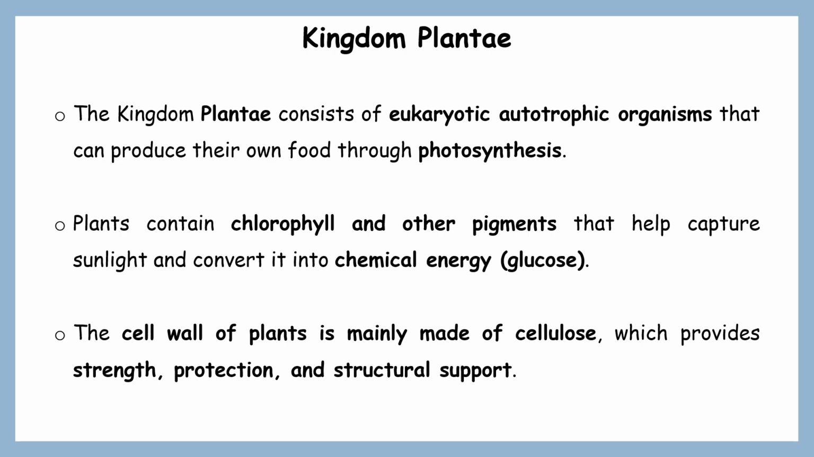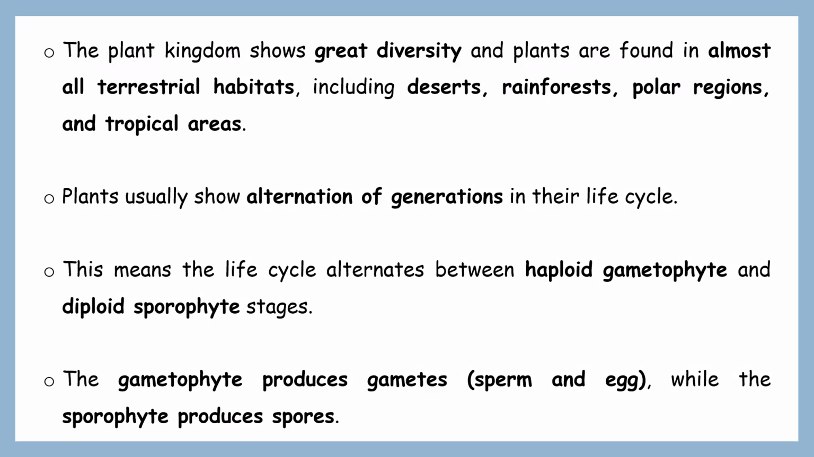The cell wall of plants is mainly made of cellulose, which provides strength, protection, and structural support. The plant kingdom shows great diversity, and plants are found in almost all terrestrial habitats, including deserts, rainforests, polar regions, and tropical areas. Plants usually show alternation of generations in their life cycle.